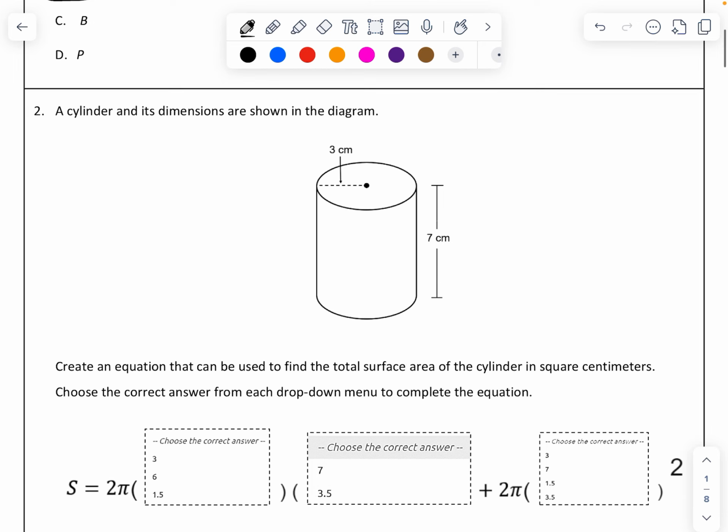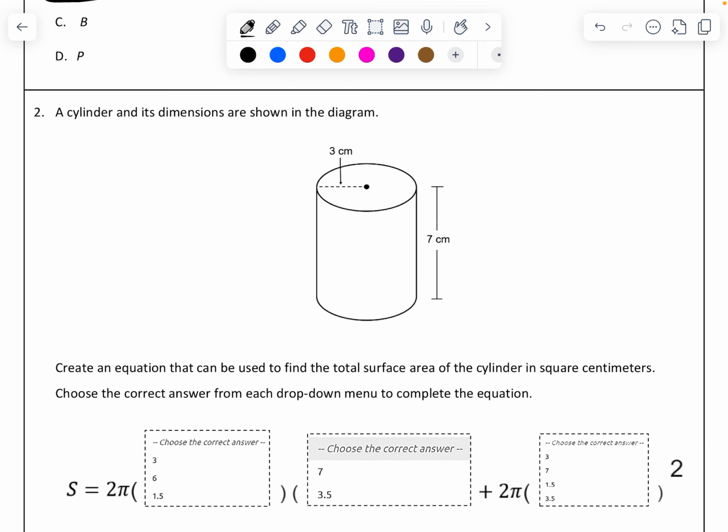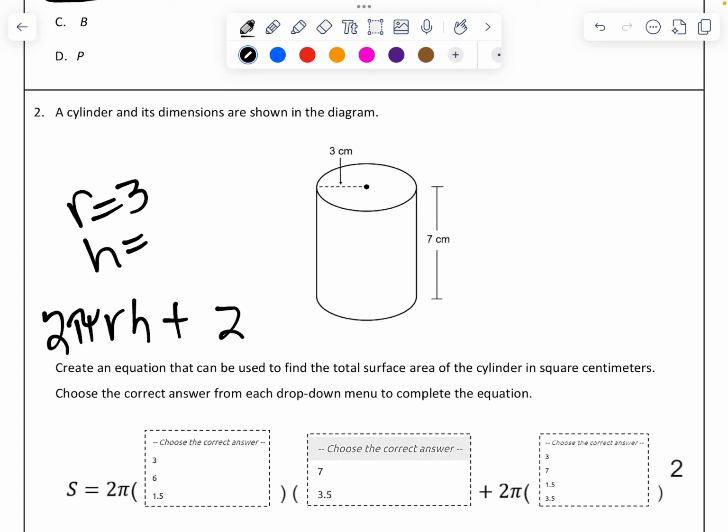Number 2, we have the cylinder, and it has, in my circle, a radius. So it has a radius of 3 and a height of 7. Remember, the height always goes straight up, and this radius has to be in the center of the circle. My formula for finding total surface area of a cylinder is 2 times pi times radius times height plus 2 times pi times radius squared.